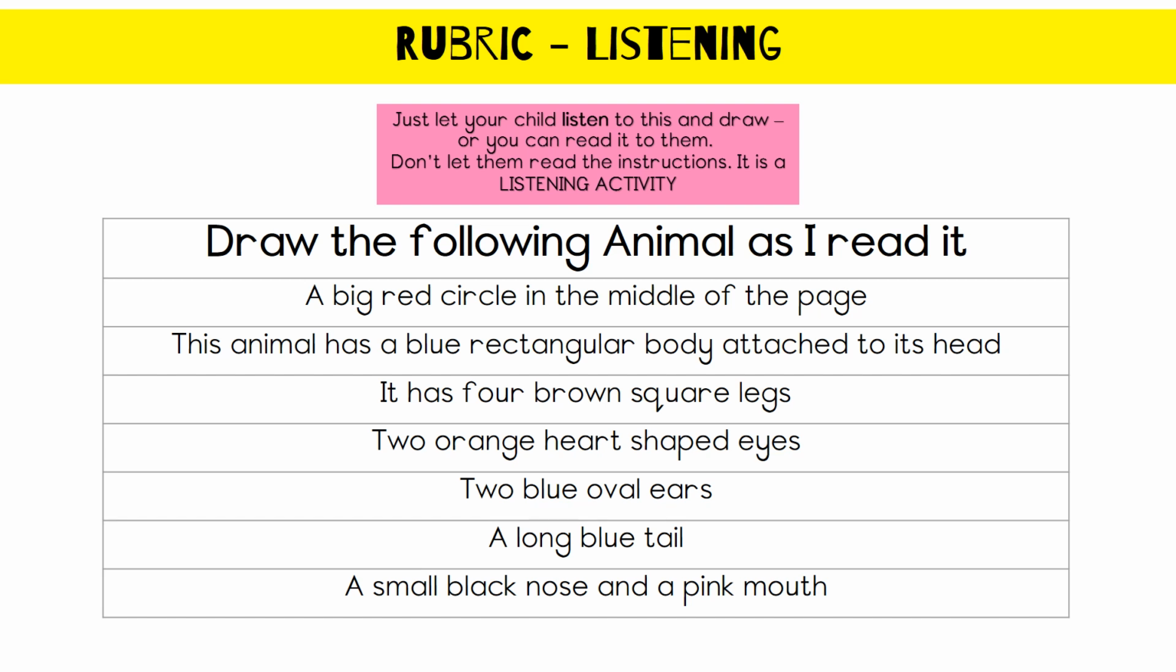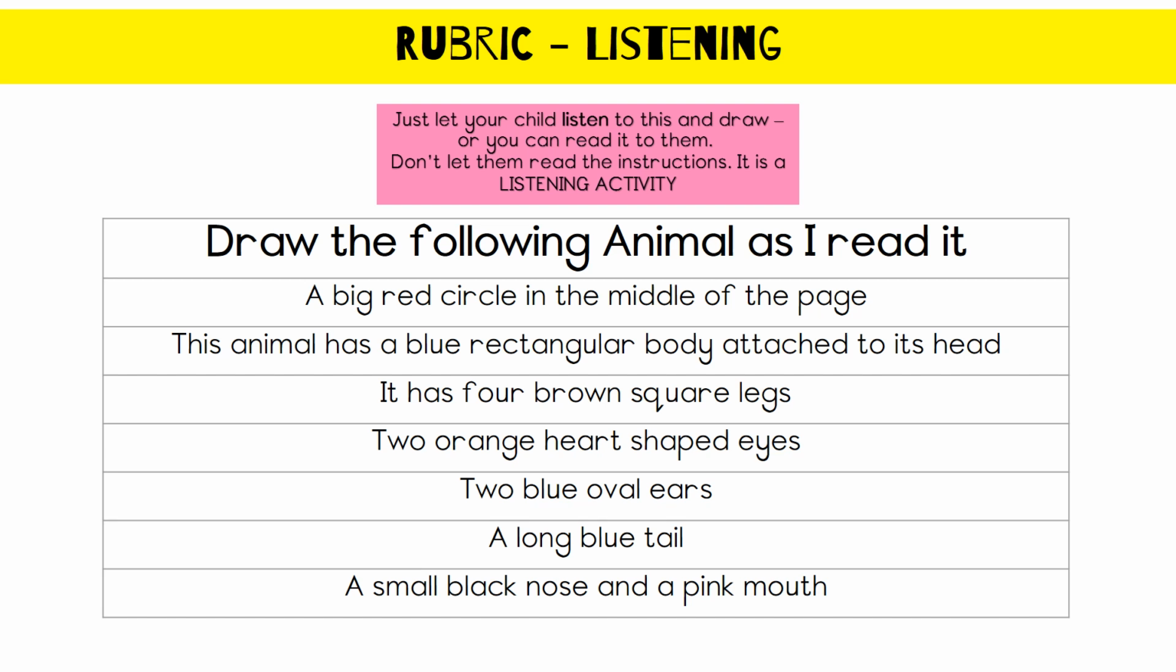Next, you need 2 orange heart-shaped eyes. So your hearts must be orange and there are 2 of them as the eyes. So 2 orange hearts in the head. Then you need 2 blue oval ears. So attached to your red circle will be 2 blue oval ears.